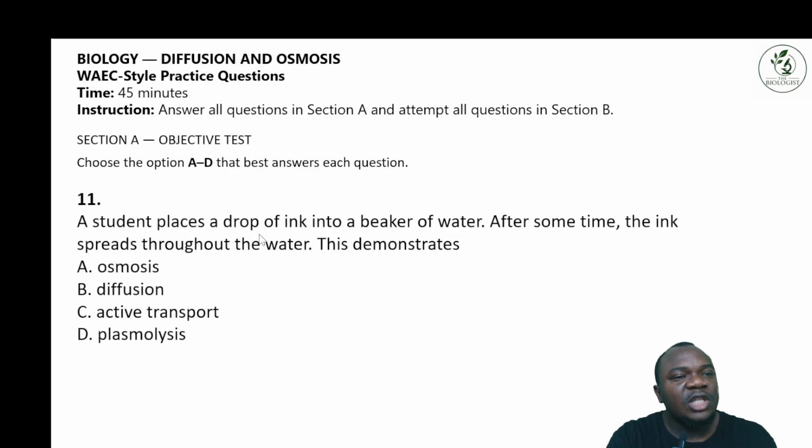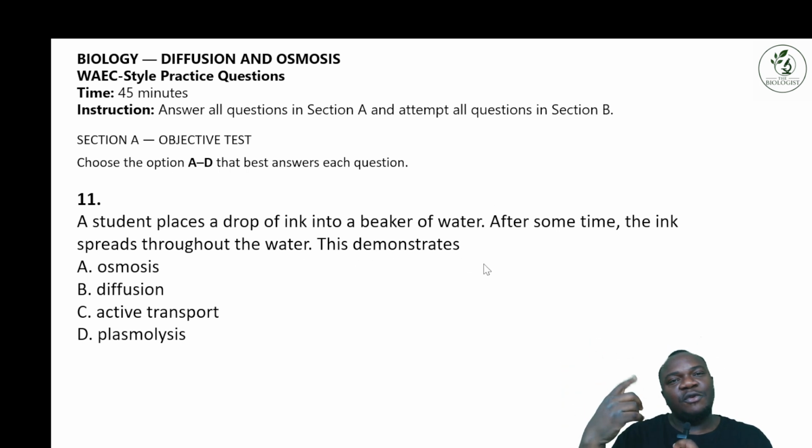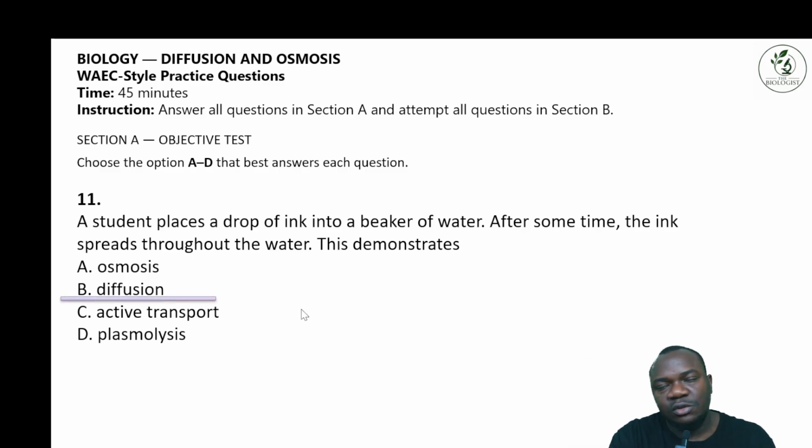A student places a drop of ink into a beaker of water. After some time, the ink spreads throughout the water. This demonstrates what? We did something on this before, when you add the ink, everything starts spreading. So that is a good example of diffusion.